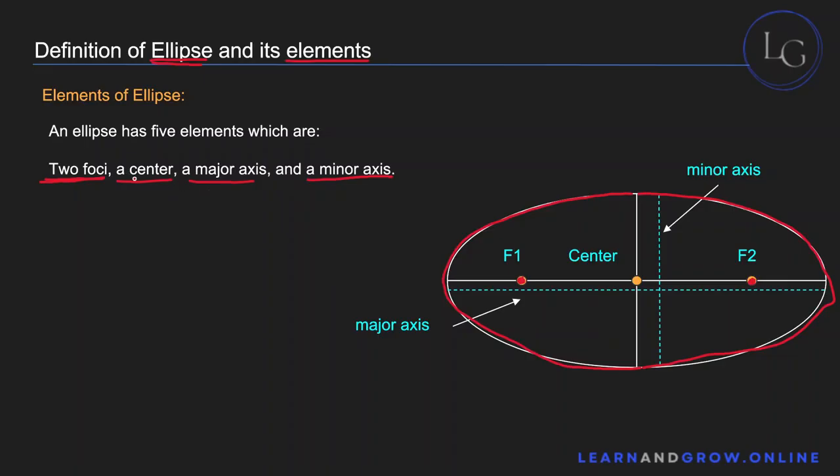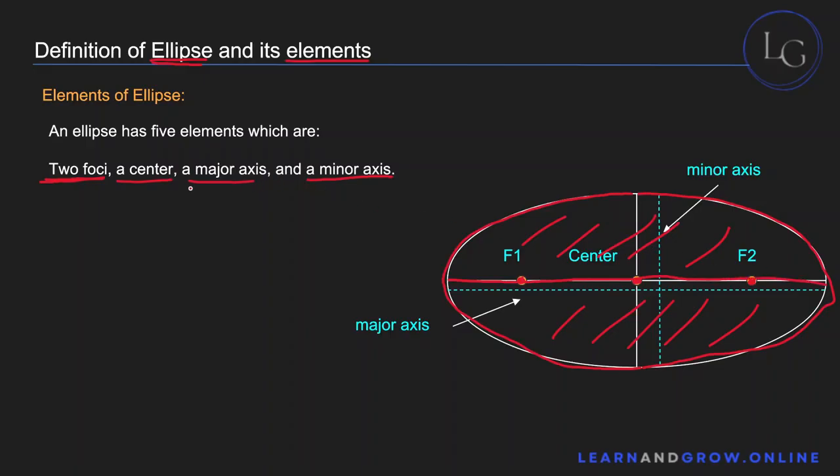Now, it has a center, obviously, because it's an oval shape and it will have a center like a circle. And it will have a major axis, which is, as you can see in an oval, it has one side that is longer and one side that is shorter. The axis that divides this ellipse into 2 equal long halves, like this half and this half, this axis, right?